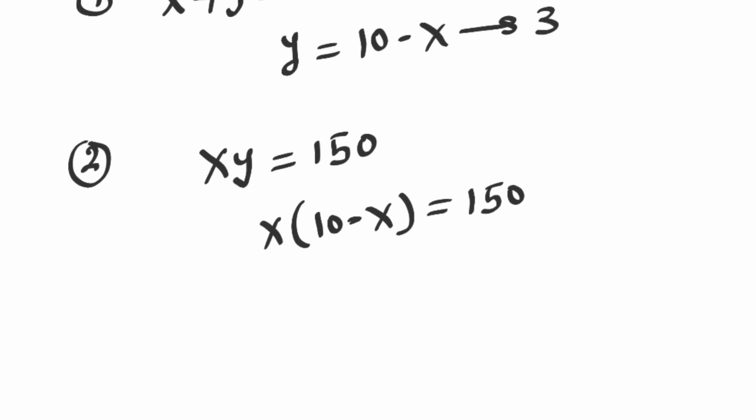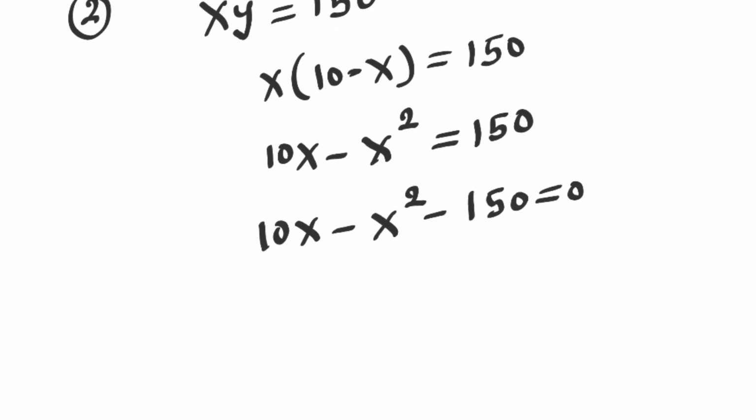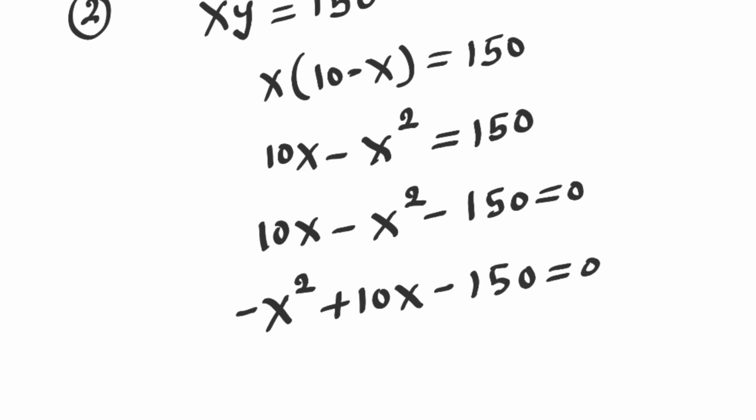Let us open the bracket with this x. x multiplied by 10 is 10x, minus x multiplied by x, x square, is equal to 150. This can be written as 10x minus x square minus 150 is equal to 0. Let us put this in standard form: minus x square plus 10x minus 150 is equal to 0.